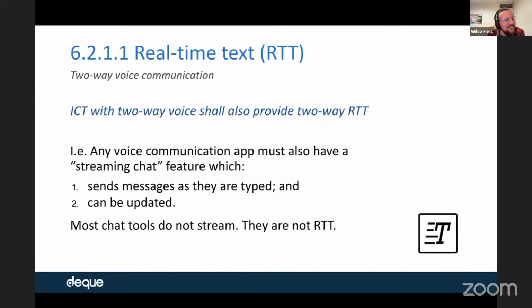6.2.1.1, real-time text. And this is in the two-way voice communication side of things. ICT with two-way voice shall provide two-way real-time text. And real-time text you might not be entirely familiar with. Real-time text is the ability to send messages as you type them. This is something that captioners often use in captioning videos, but it's not as common in consumer communication, where you've got a chat feature that you type a message, and once you press the enter key or click your submit button, it goes out. So what this expects for all of those consumer communications is that there at least has to be the option for real-time text communication. So existing chat features on applications that do voice communication probably need to be updated because of this requirement as well.